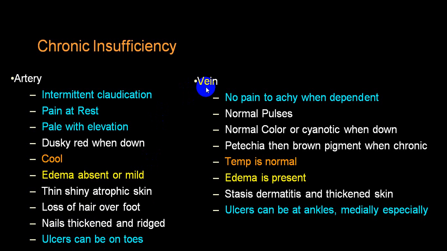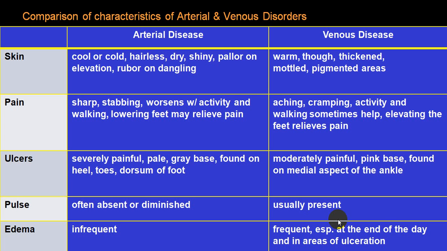While if it is venous insufficiency, usually there is no pain in the dependent position, pulses are normal, color is normal, and cyanosis will appear when the limb is down. There will be brown pigmentation in the lower part of the limb. You can have small petechial hemorrhages. Temperature will usually be normal. Edema will be a prominent feature. You will have dermatitis and thickened skin. You will have a non-healing ulcer at the ankle, mainly medially. Mainly medial, this is very typical of venous disease.